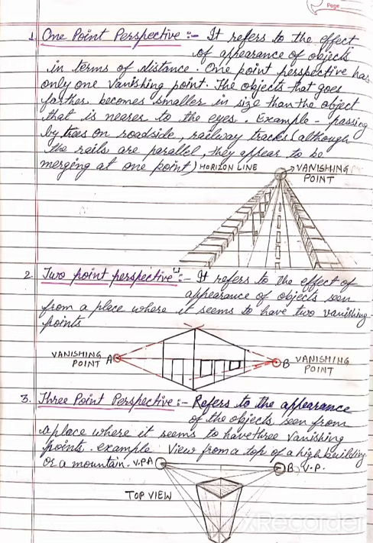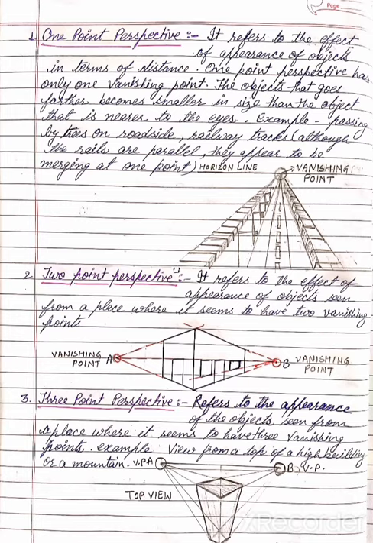1-point perspective refers to the effect of appearance of objects in terms of distance. 1-point perspective has only one vanishing point. The objects that go farther become smaller in size than the objects that are nearer to the eyes. For example, passing by trees on the roadside, or a railway track. Although the rails are parallel, and the road is also parallel, they appear to be merging at one point.